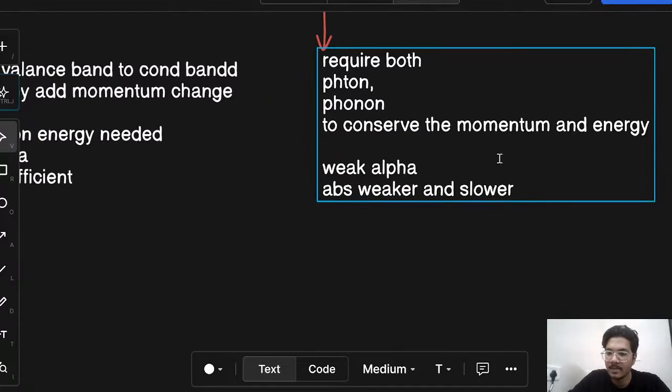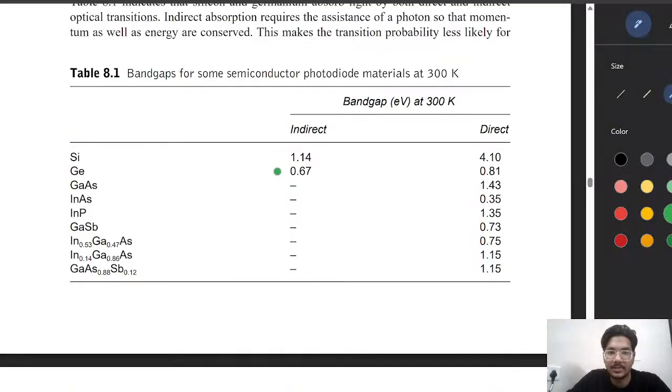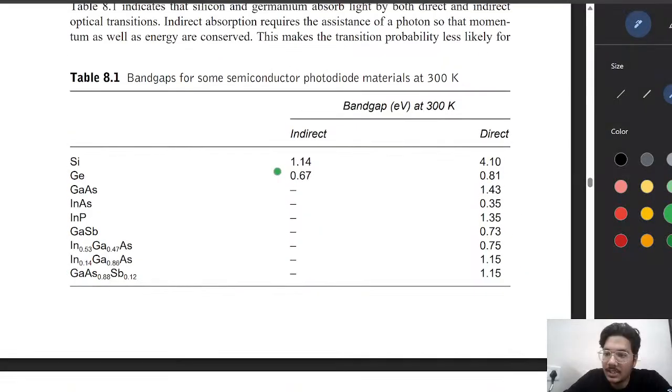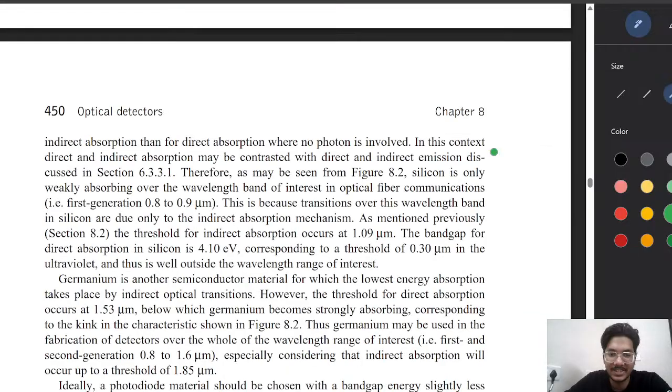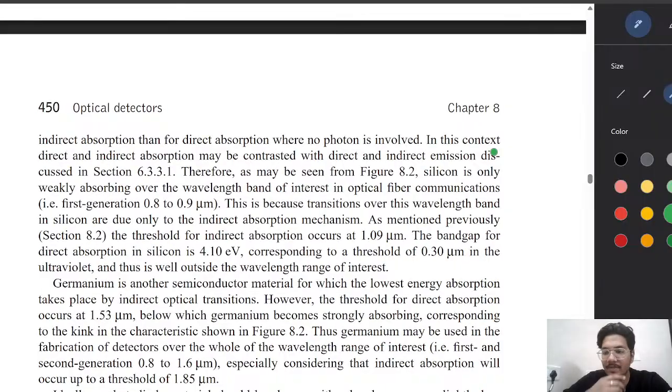We see in the table that the indirect band gap for silicon is 1.1, and the direct band gap is 3.4 electron volts. When the photon energy is less than the band gap, essentially we cannot create absorption. When the photon energy is below the direct band gap, only the indirect transition can occur.